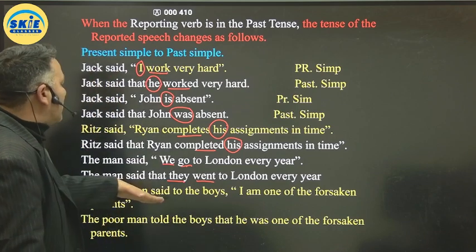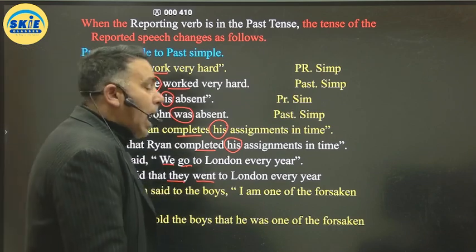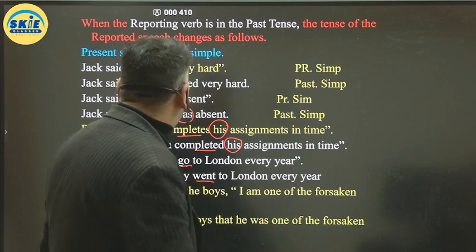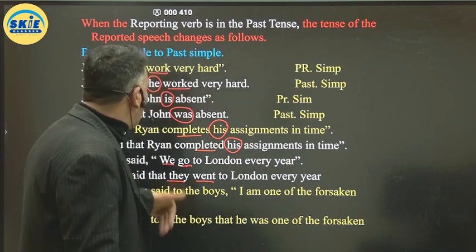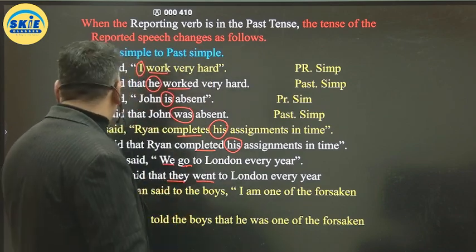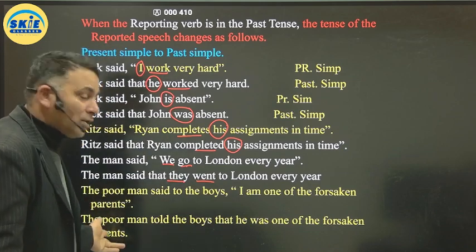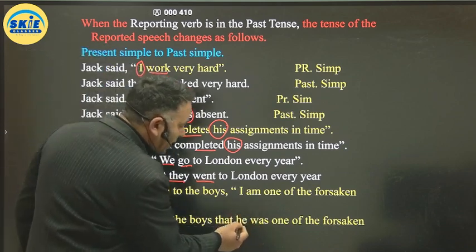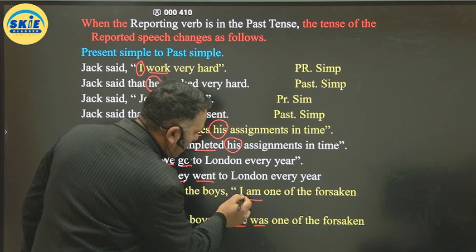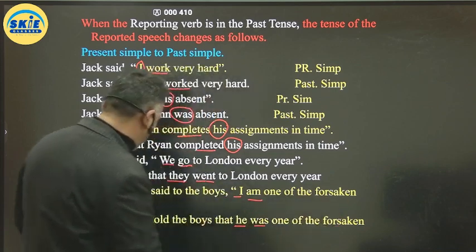Alright? The poor man said to the boys, I'm one of the forsaken parents. The poor man told the boys that he was one of the forsaken parents.